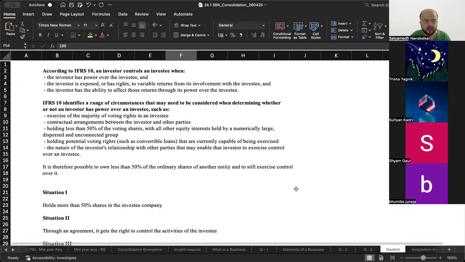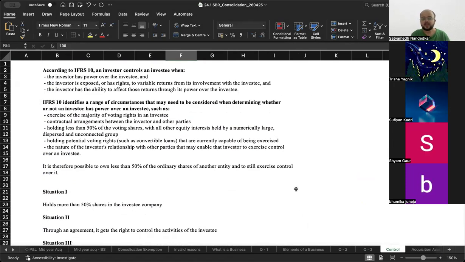Now, elements of a business test हो गया. अभी the idea of control. According to IFRS 10, an investor controls an investee when the investor has power over the investee and the investor is exposed to or has rights to variable returns from its involvement with the investee, and the investor has the ability to affect those returns through its power over the investee.